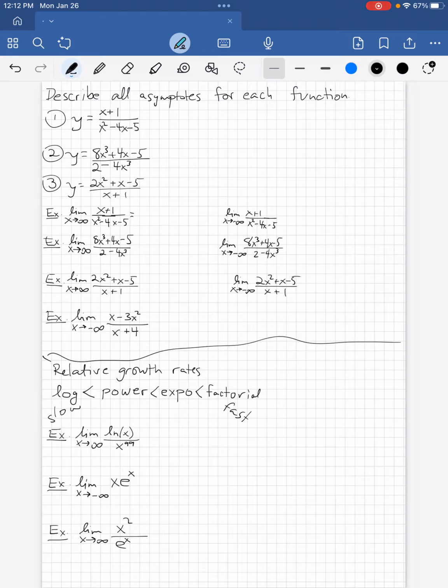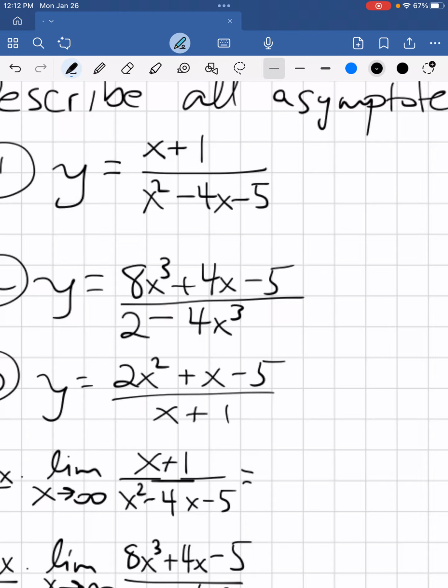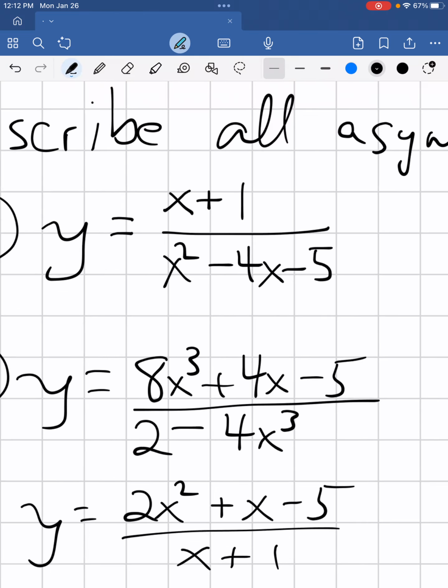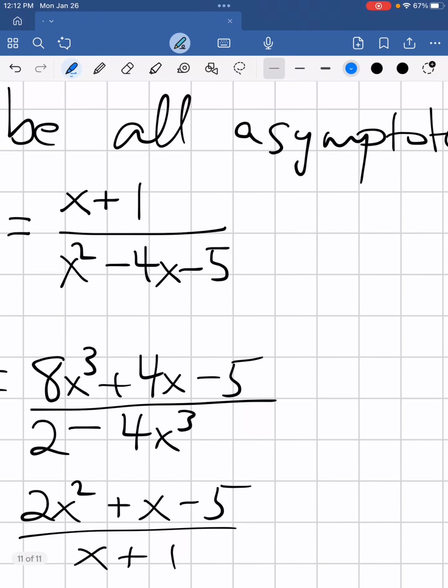So to get an idea, let's go back and review something from algebra. If I have rational functions, let's say I have these three rational functions, I want to describe all of the asymptotes on them. Generally, when I see a rational function like this, the first thing I want to do is try and factor, if I can, to note any removable discontinuities that are on the graph.